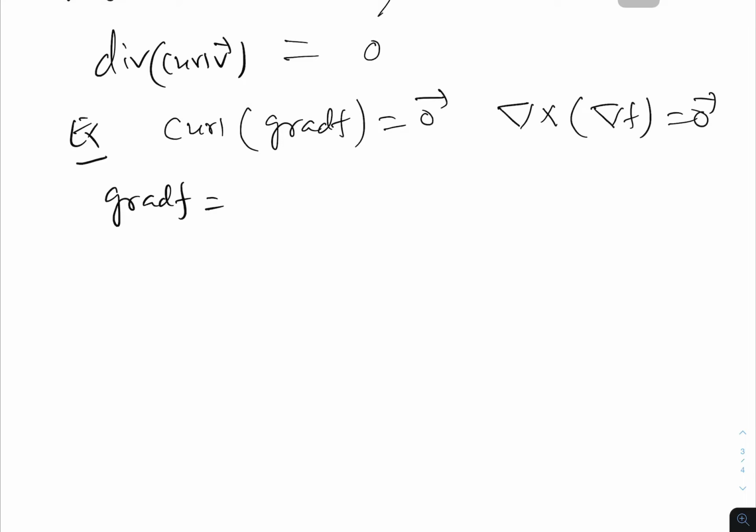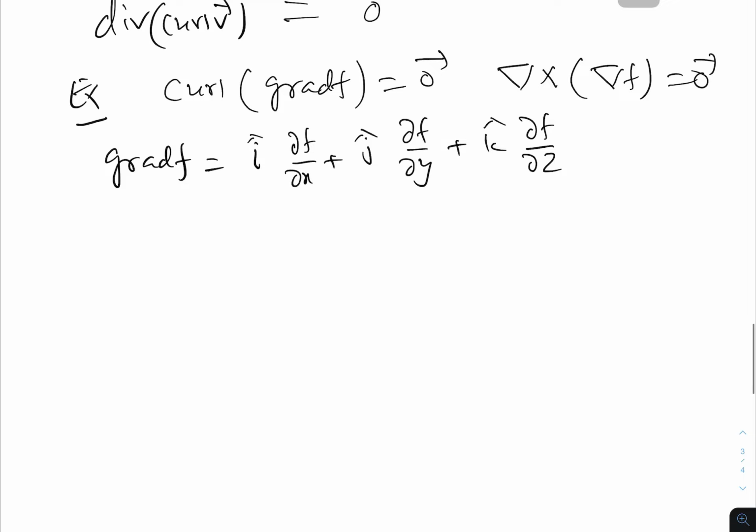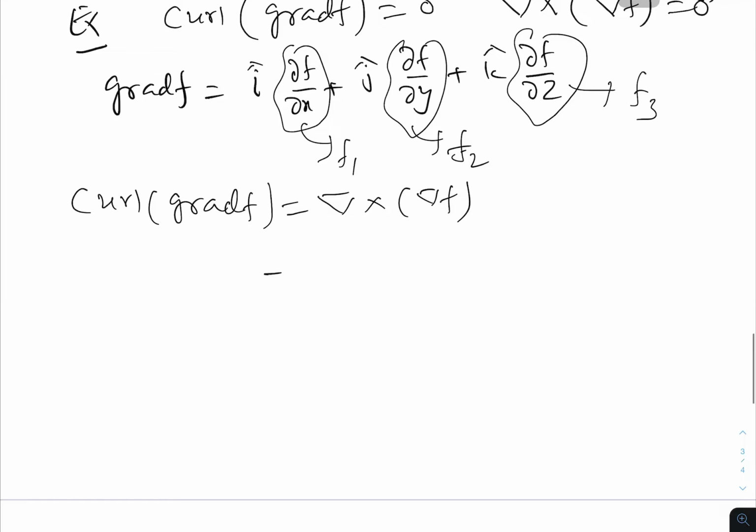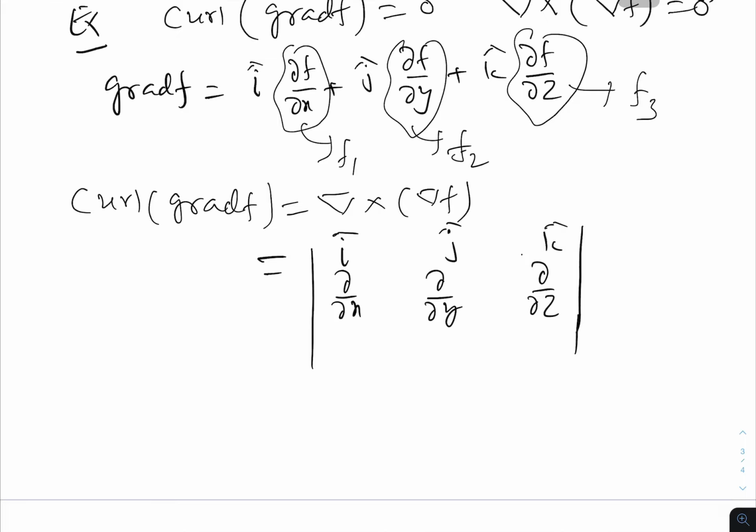So gradient of f equals i del f by del x plus j del f by del y plus k del f by del z. So this is gradient of f, and this we can consider as the first component, this is the second component, and this one is the third component. Now we want curl of grad f. So del cross del f, that is nothing but the determinant with rows i j k, del by del x, del by del y, del by del z, and now the first component, del f by del x, del f by del y, del f by del z.